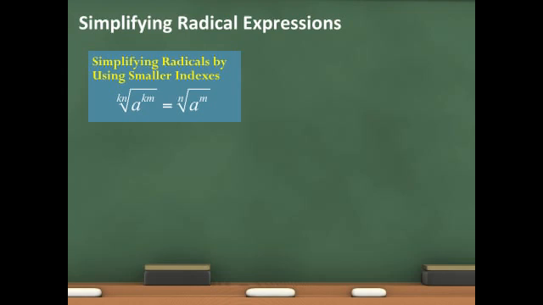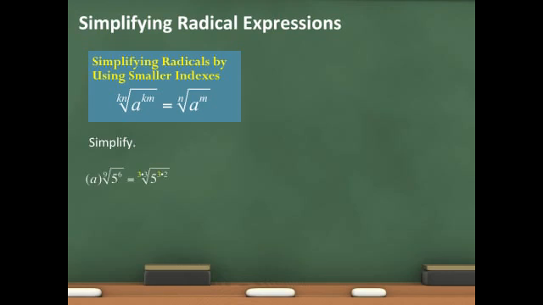Sometimes, in order to simplify a radical, you need to rewrite the index and the power inside the radical so that you can reduce or cancel out the common factor. This will cause your radical to change to one with a smaller index. Let's look at an example. In part A, we have the 9th root of 5 raised to the 6th power. Notice that the 9 and 6 have a common factor of 3. So this radical is not simplified according to condition 2.